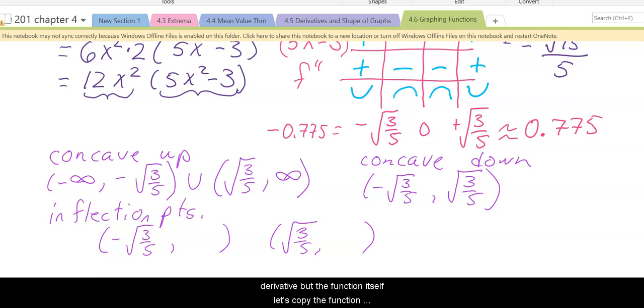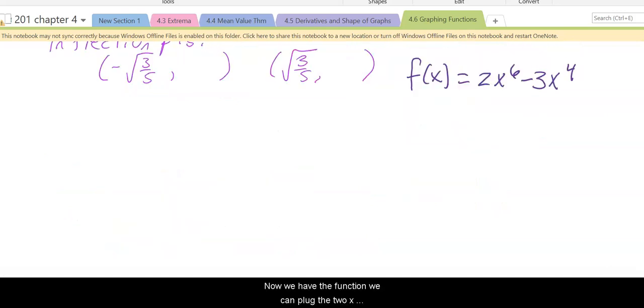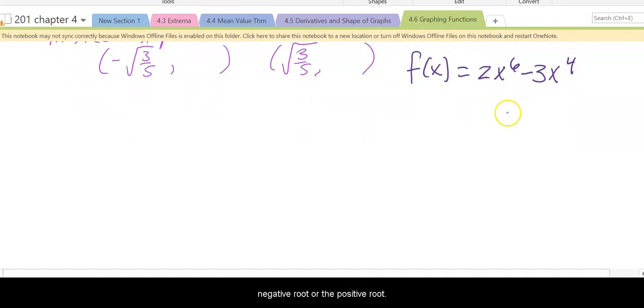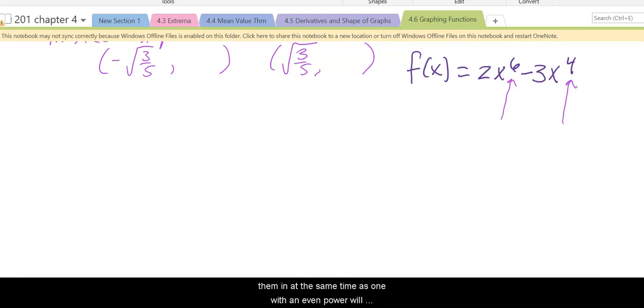Let's copy the function and move it down so we can see it all at one time. Now we have the function. We can plug the two x coordinates of the inflection points into our function. Note that because the powers on the variable x are both even, it won't matter whether we plug in the negative root or the positive root. If one of these powers were odd, I could not be plugging them in at the same time, as one with an even power will end up positive and any to an odd power will end up negative.